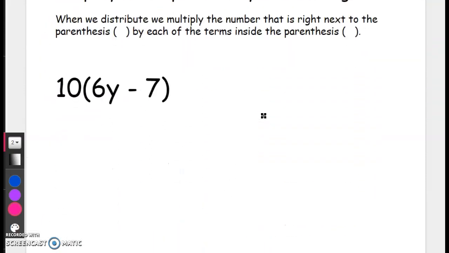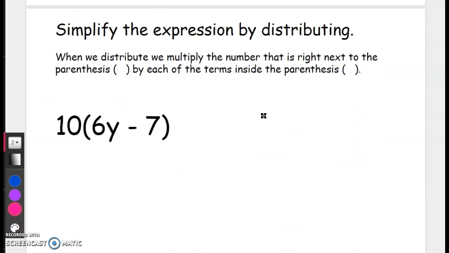Again, we're going to simplify the expression by distributing. The first thing we have to know is what is the number that we are distributing? What are we multiplying the stuff in the parentheses by in order to do the distributing? So here's my parentheses. What is right next to that set of parentheses? We have a 10. Again, what operation are we going to do when we are distributing? We're going to do some multiplication.